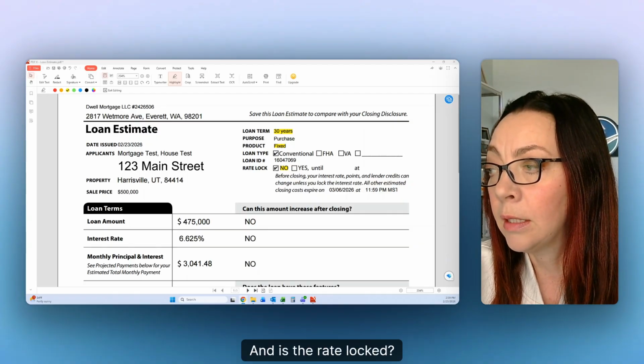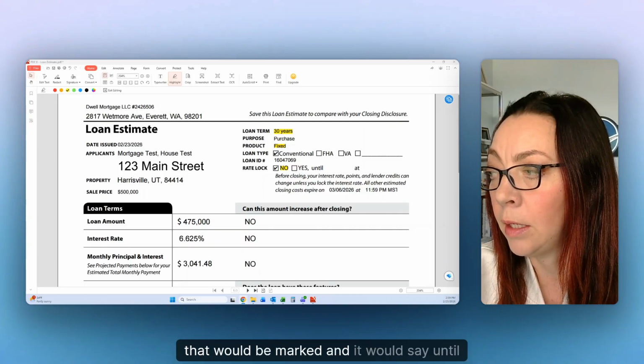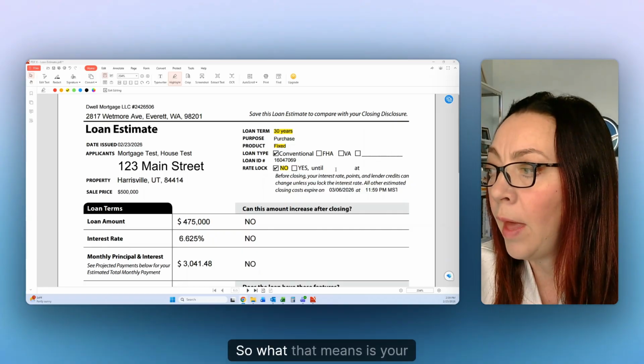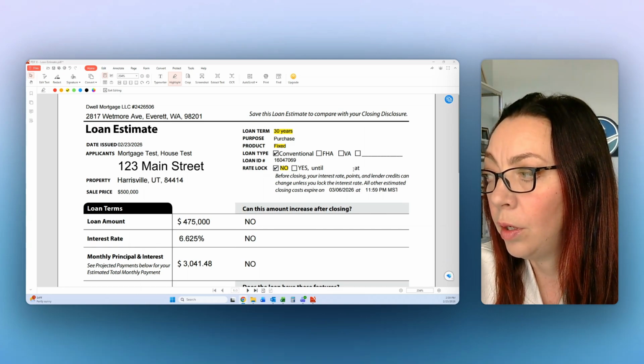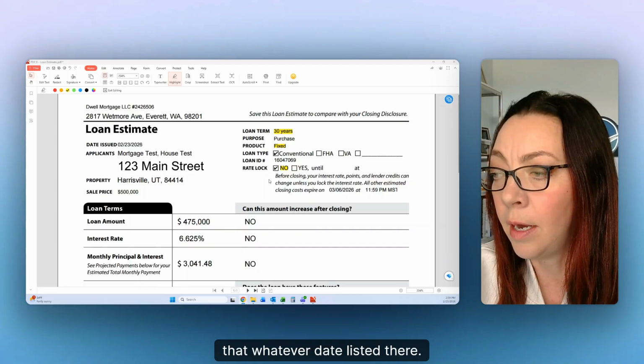This should all match what you guys have been talking about with your lender. And is the rate locked? This time it's no, for example. If it was yes, that would be marked and it would say until a date and time. So what that means is your lock is good through whatever date is listed there.